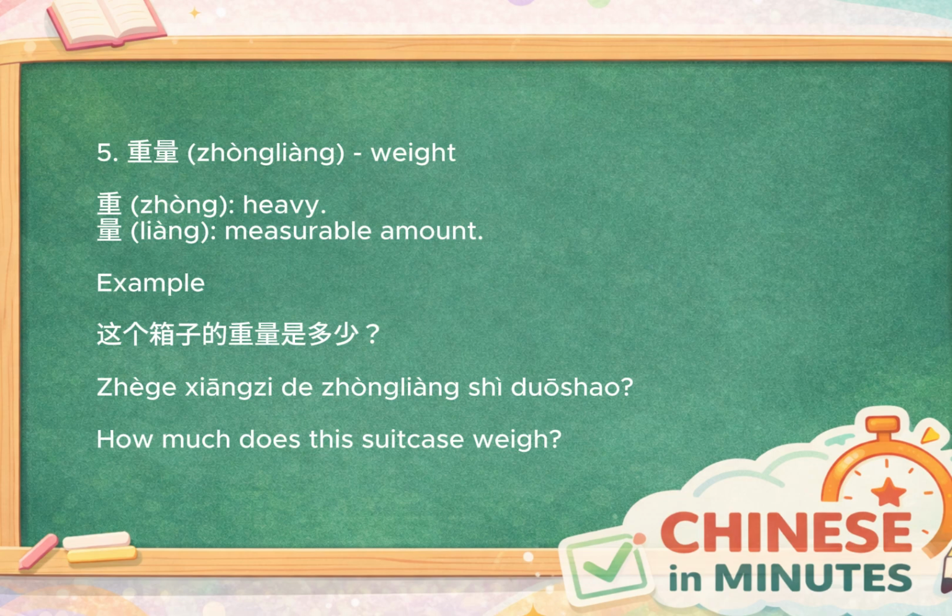Next, we have 重量, meaning weight. The character 重 means heavy, and 量 refers to a measurable amount. Literally, 重量 means the measured heaviness of something. In everyday Chinese, it simply means weight. Here's an example. 这个箱子的重量是多少? How much does this suitcase weigh? Whether you're mailing a package, checking luggage at the airport, or buying fruit, 重量 is a very useful everyday word.